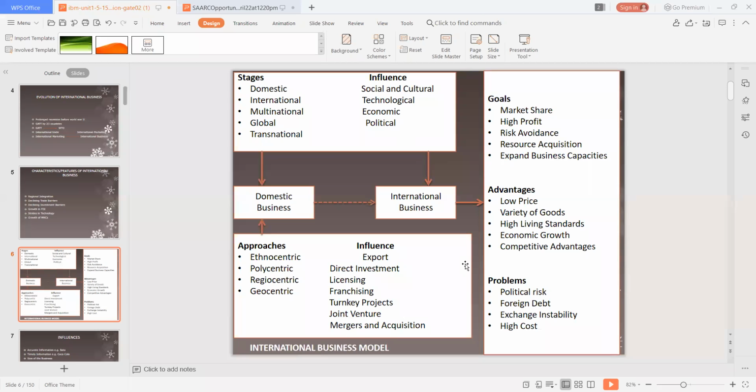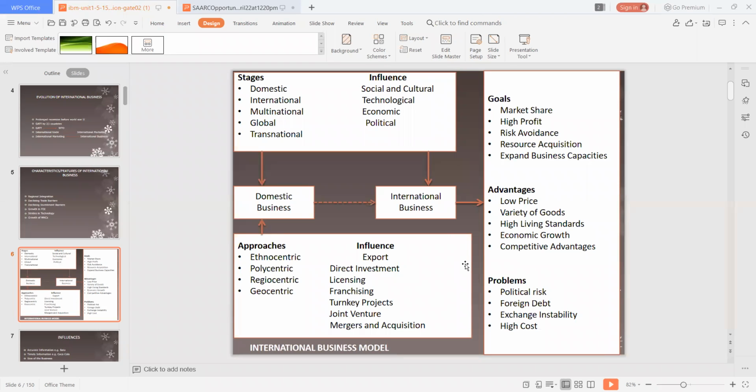Approaches we already discussed: the four types, ethnocentric, polycentric, regiocentric, geocentric. And influence: export, direct investment. We even discussed licensing, franchising, turnkey projects, joint venture, mergers and acquisitions. Goals: market share, high profit, risk avoidance, resource acquisition, expanding business capacities. Advantages: low price, variety of goods, high living standards, economic growth, competitive advantages. And problems: political risk, foreign debt, exchange instability, high cost. That we also saw in the previous slides.